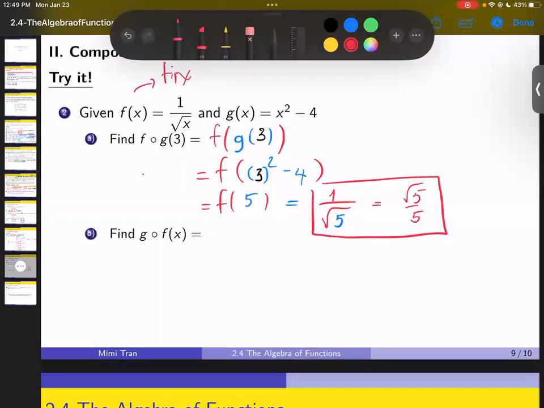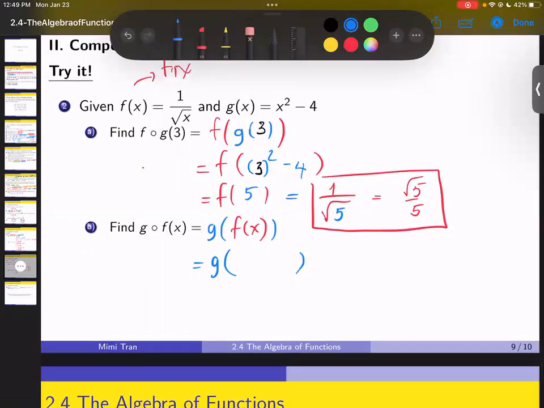Is that what you got? Okay. It was meant to be 2A, but when I set it up, I looked at a different problem. All right, what if I don't give you the exact value? What if I just say plug f of x into g, or plug g into f? Generally, we do the same thing, right? So let's rewrite this. G is the outside function. It's gonna be g of f of x. What's f of x? 1 over square root of x, right?